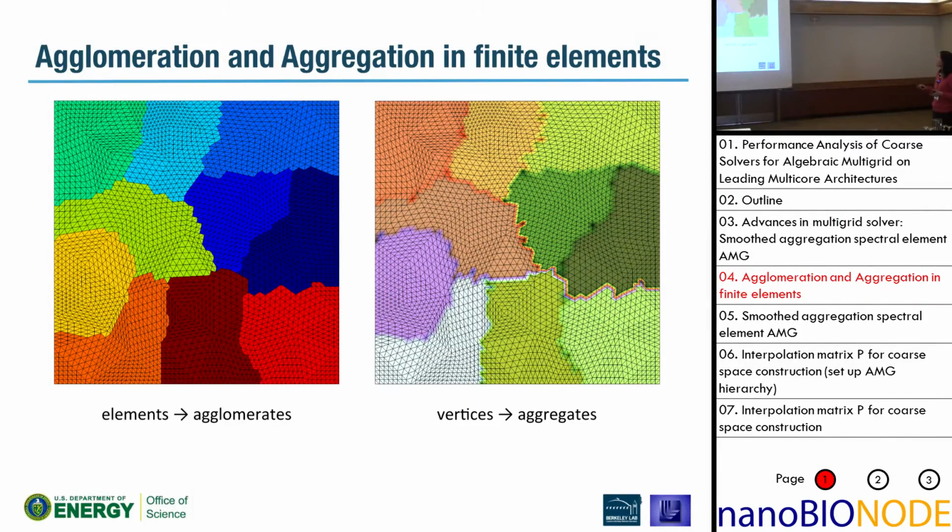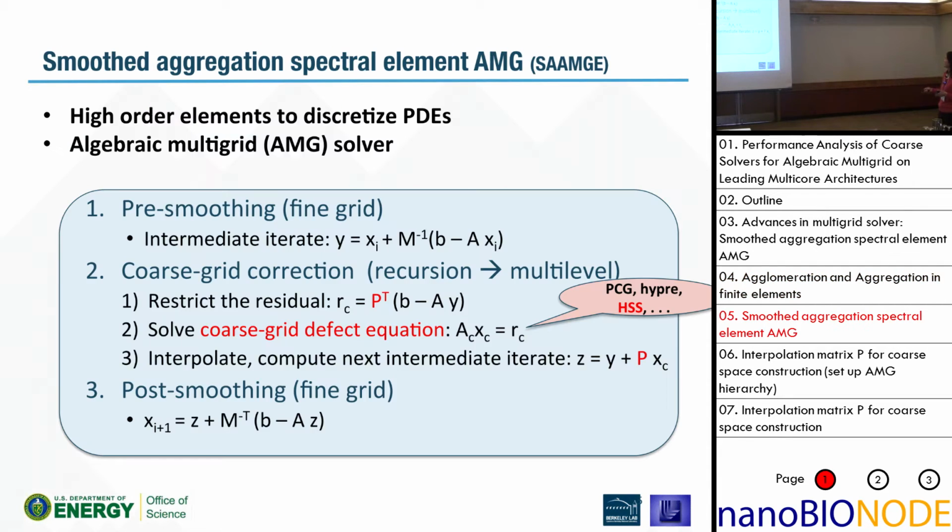To start with, you have a finite element discretization, and you partition the finite element mesh into different regions. Each of these blocks is called an agglomerate. Between two regions, there are vertices shared between the two agglomerates, so you use some scheme to assign them to one of the two regions. Then you get the vertex partition, which becomes the aggregates. So you have a lot of small subdomains like that.